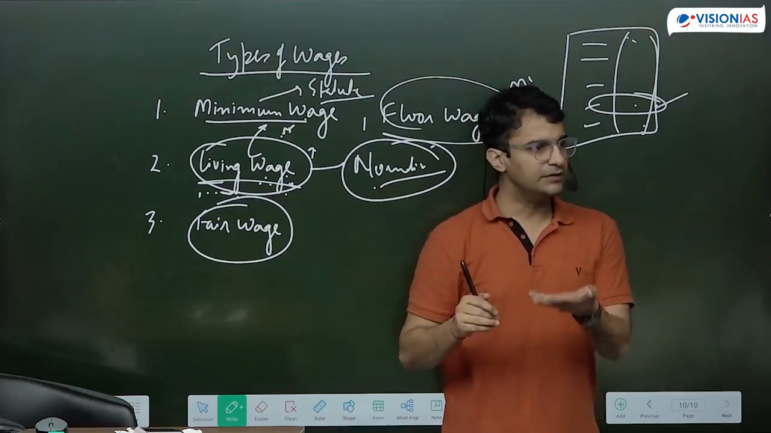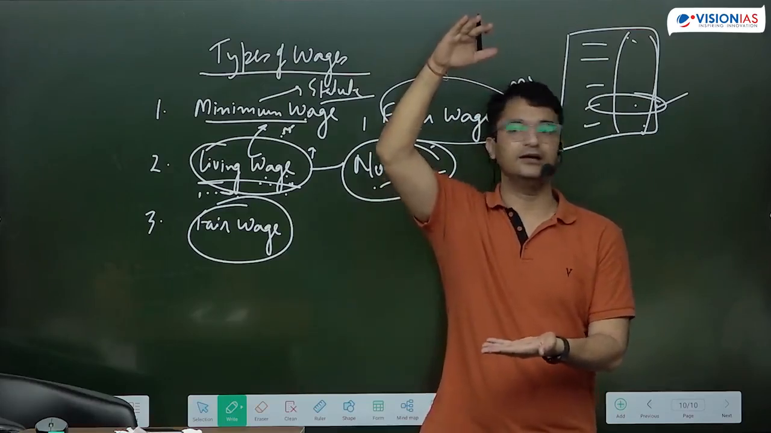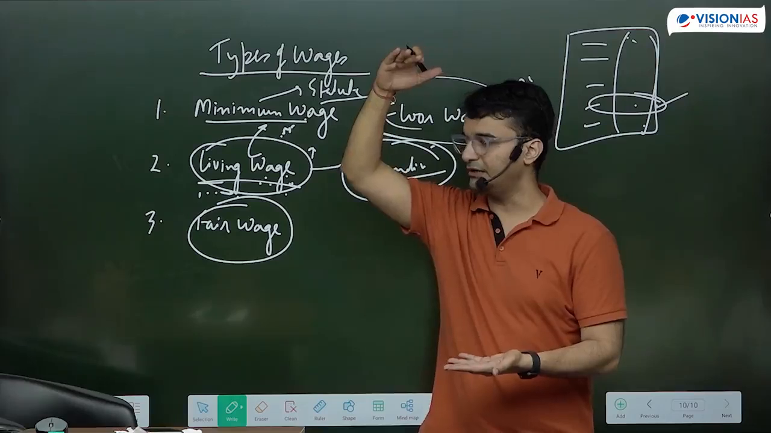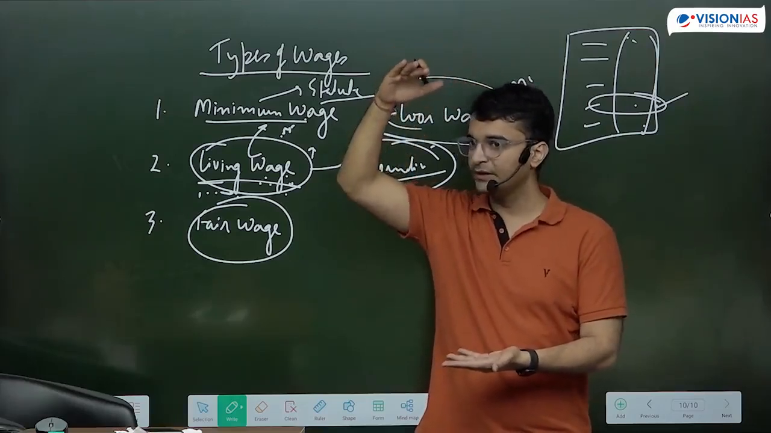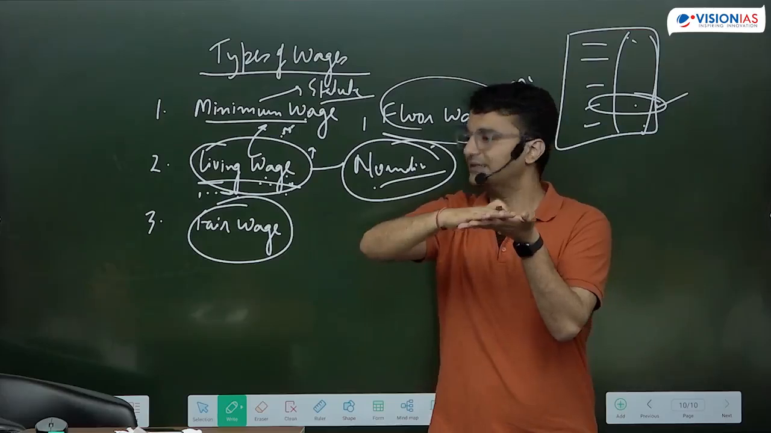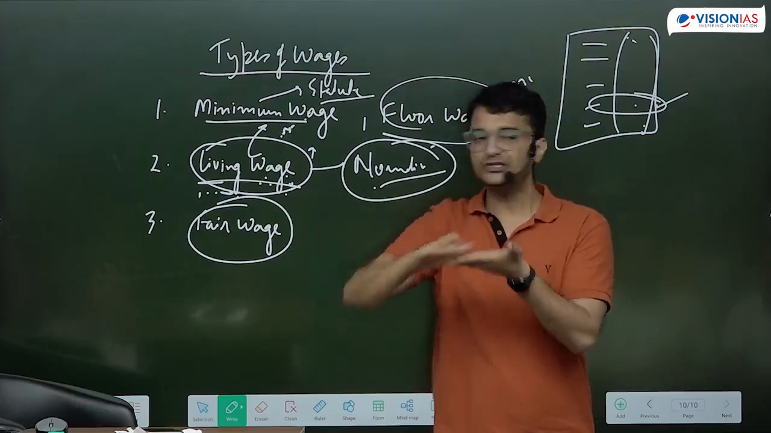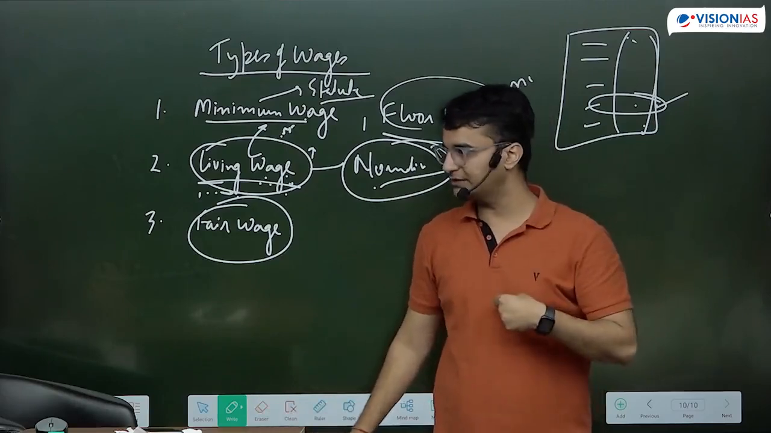समझ में आ रहा है? Minimum बहुत कम है, worker को acceptable नहीं है, और living बहुत ज्यादा है, employer के लिए affordable नहीं है, economy के लिए भी affordable नहीं है, because there will be high unemployment at this living wage. So the worker and employer are going to negotiate and arrive at some middle ground here. That is called as a fair wage. Something that is acceptable to both parties.